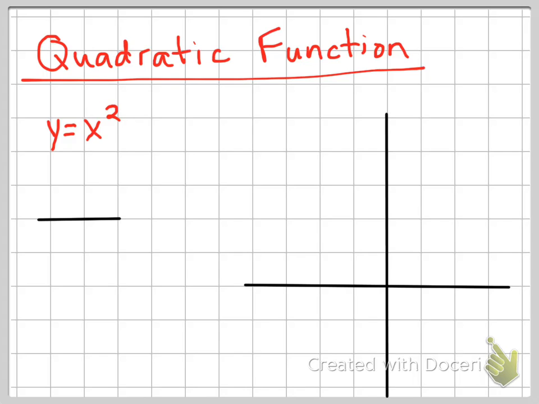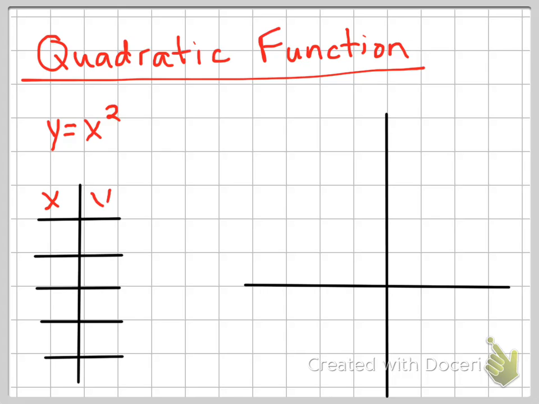Okay, so first, let's look at what a quadratic function looks like and why. Okay, so we're just going to start with a table, just an xy table, because this is how you graph anything you don't know what it looks like. You pick some values for x, and you plug them in, and then you figure out what y is, and then you can plot those points. Okay, so I'm going to use -2, -1, 0, 1, and 2. That'll give me a good idea of what this looks like.